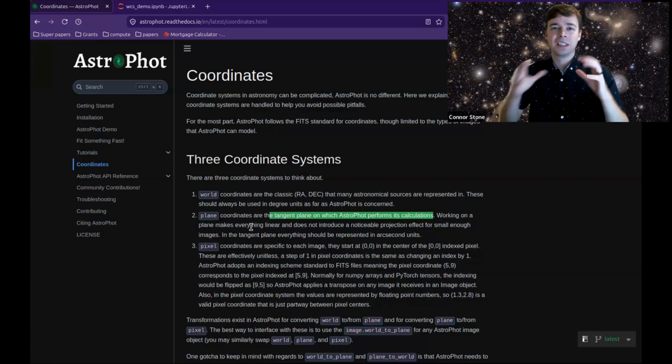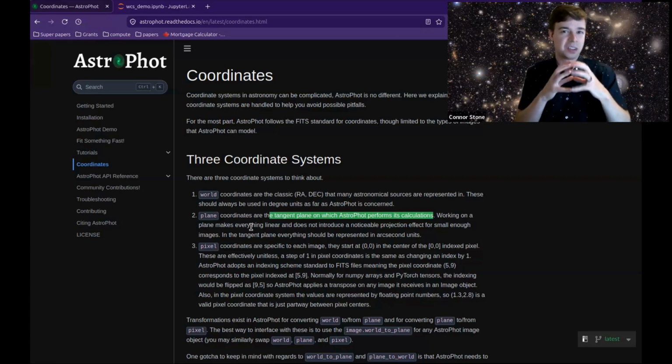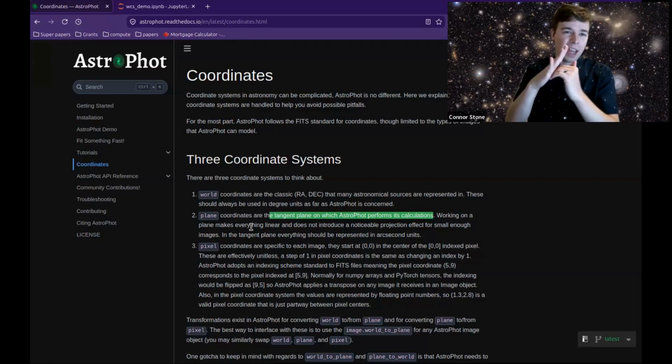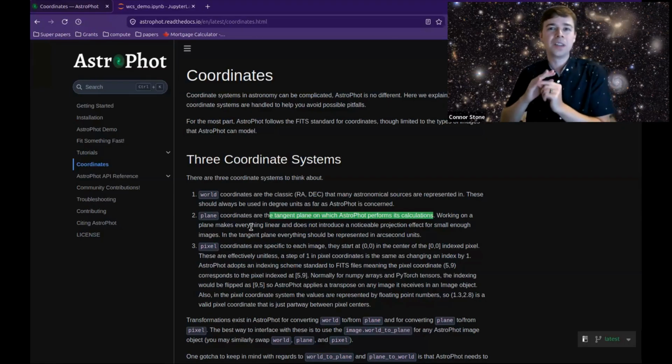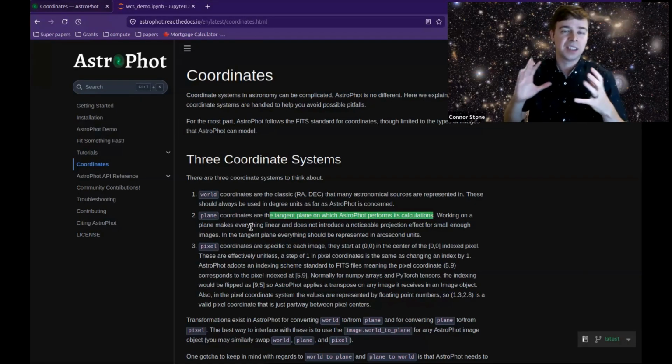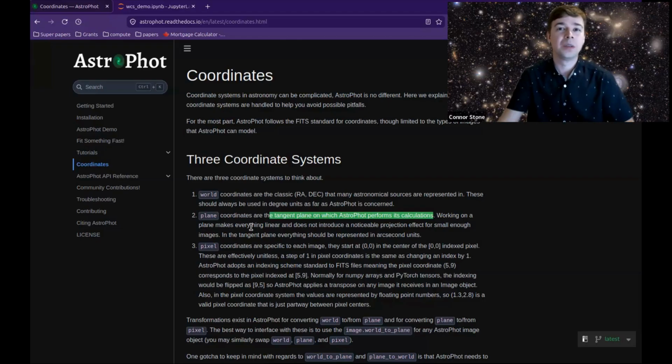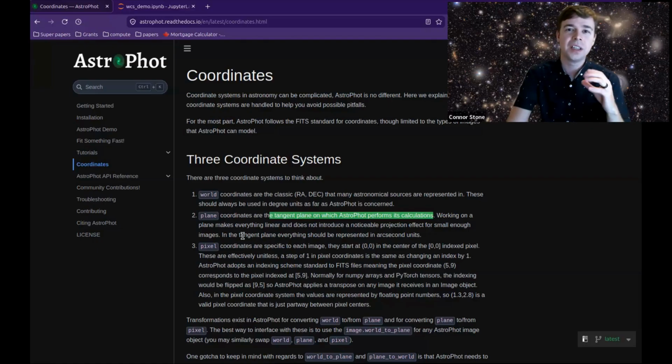Now, the celestial sphere is a sphere, and that's actually where things are on the sky. The tangent plane is a plane. Only at the contact point are the two coordinate systems the same. Beyond that, technically there's a distortion between the tangent plane and the celestial sphere, but that distortion is fairly small as long as you don't make too large of an image. As far as AstroPhot is concerned, units in the tangent plane should be in arcseconds.